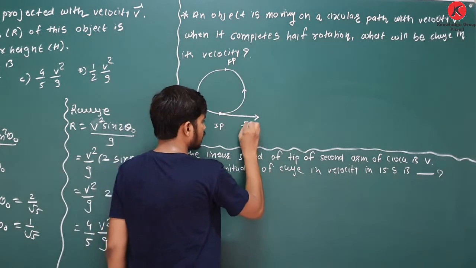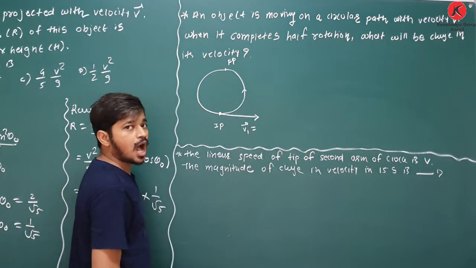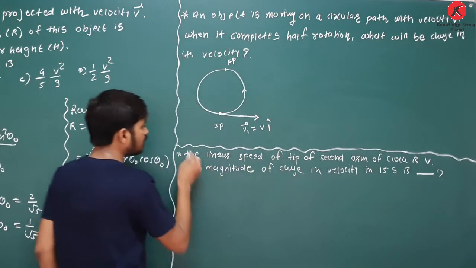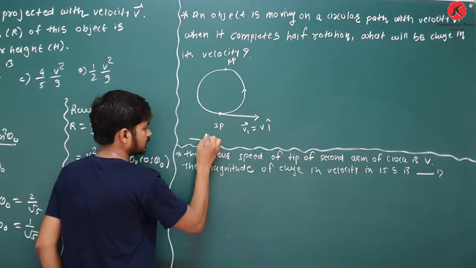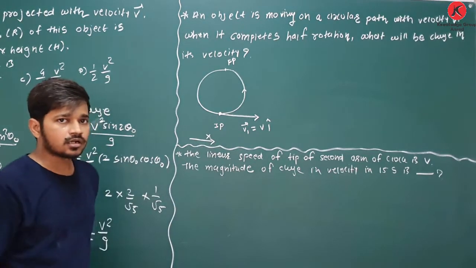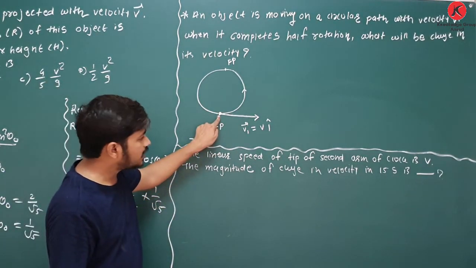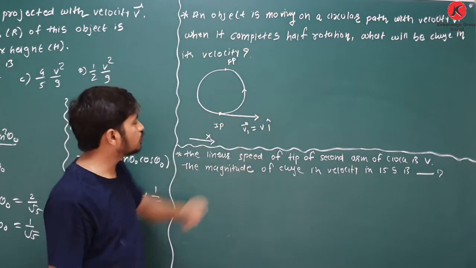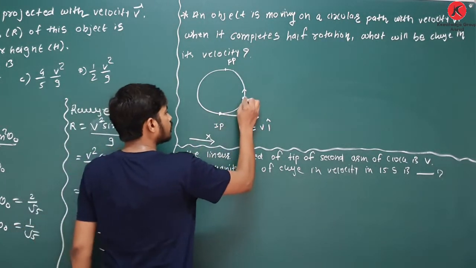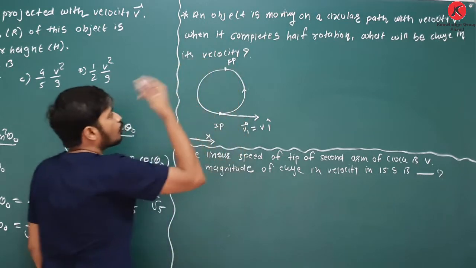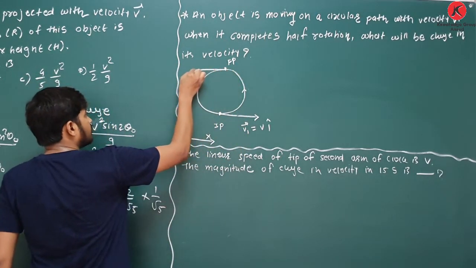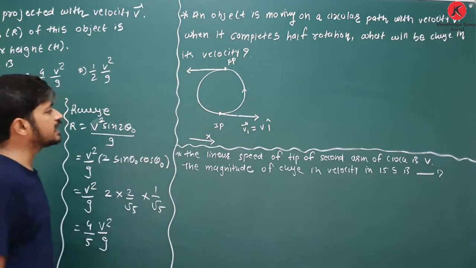Okay, so v1. How to write this v1? I am writing it like this: v i caret. I have assumed it is the x-axis. Clear about this? At this point, the direction of velocity is in this direction. v1 is equal to v i caret. It is moving. At this point, what is the direction of the tangent? The tangent is in this direction. So here it is the final velocity.